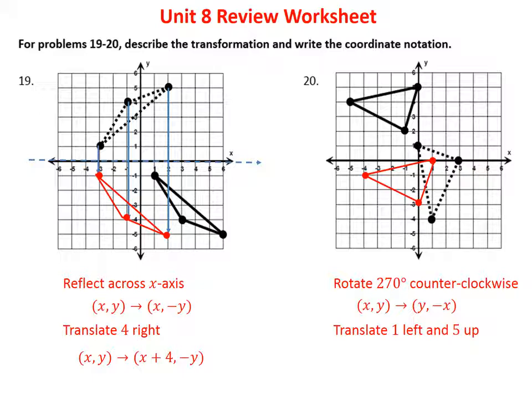Remember that when you go 1 left, that's going to be the x coordinate minus 1, but right now y's in that spot. So notice when I write my final, it's (y - 1, -x + 5), and that becomes the answer for that composition of those two transformations.